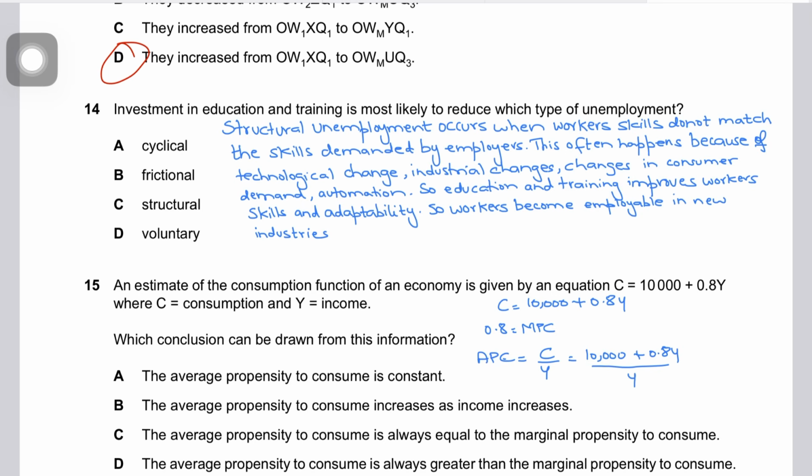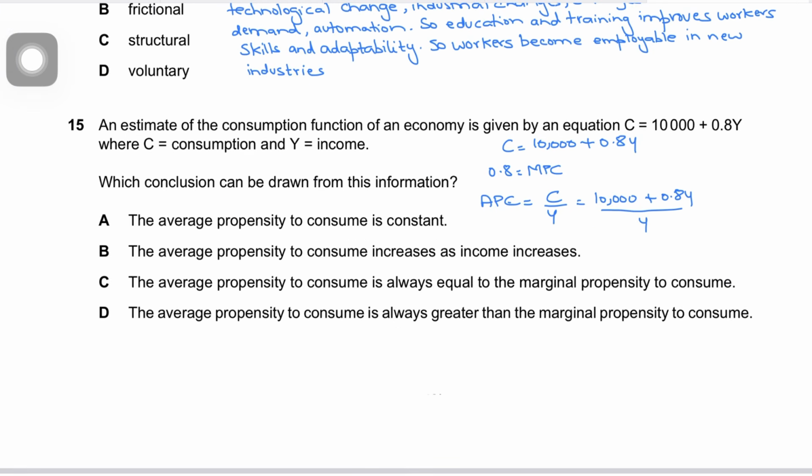Anyways, coming to question number 15. It says that an estimate of the consumption function of an economy is given by the equation C equals 10,000 plus 0.8Y, where C is consumption and Y is income. What conclusions can be drawn from this information? Now, here 0.8 is the marginal propensity to consume, MPC, which means that for every extra $1 of income, consumption in the economy would rise by 0.8.